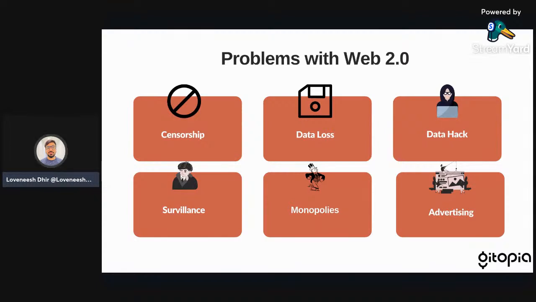Secondly, data loss. The data of Web 2.0 is stored in centralized servers. Let's say that these servers crash, so the data is also lost along with it. The third thing is data hacks.